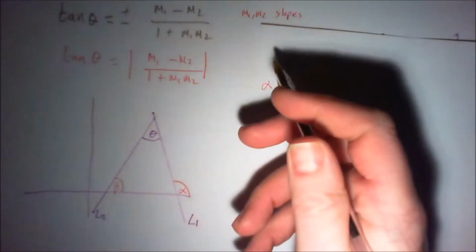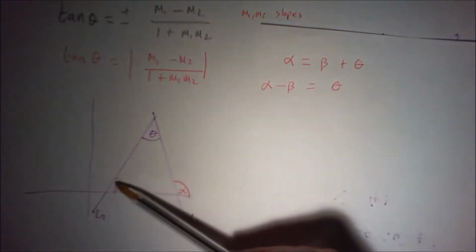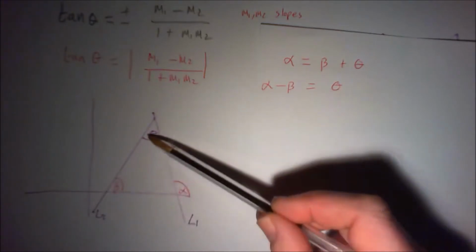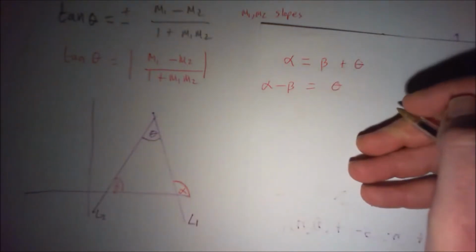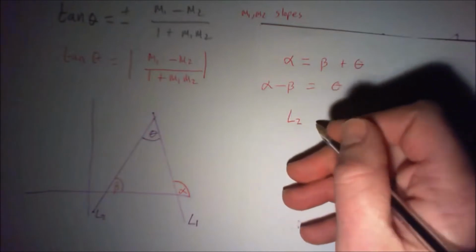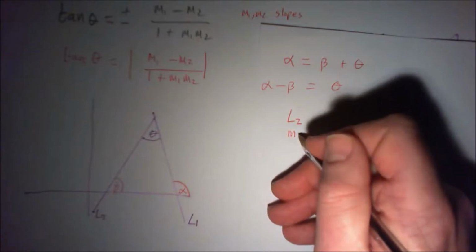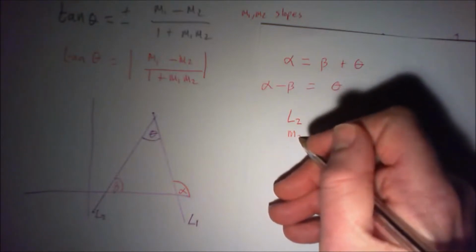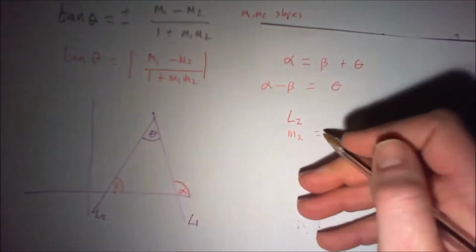Now you think to yourself, well, that's not going to help me, is it? Well, you never know. Let's say, for example, that the tan of this angle is rise over run. So whatever L2 is, its slope, okay? So again, you're looking at it and thinking, L2 slope, so I call it M2, is going to be equal to the tan of beta, isn't it?